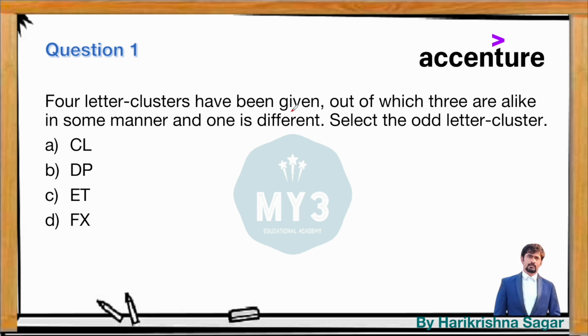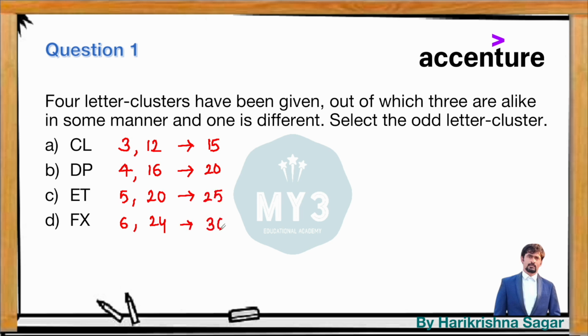4 letter clusters are given below. Out of this, 3 are alike in some manner and 1 is different. Find that. If you observe, C, L, D, P, E, T, F, X are given. So let me take the alphabet positions. C is the 3rd alphabet, L is the 12th alphabet, D is the 4th alphabet, P is the 16th alphabet, E is the 5th alphabet, T is the 20th alphabet, F is 6 and X is 24. When you look at the addition of these numbers, this is 15 and this is 20 and this is 25 and this is 30.